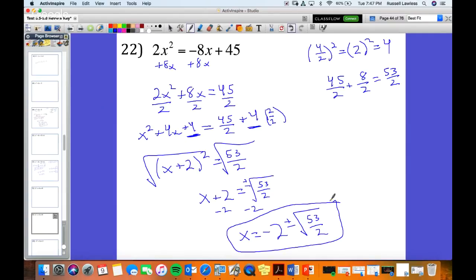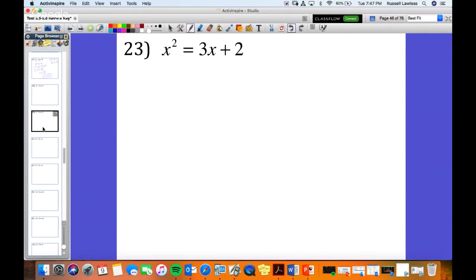So far, so good. Let's keep going. So that's essentially completing the square. If you have questions about completing the square, please let me know. Now the last style of solving is going to be through the quadratic formula.